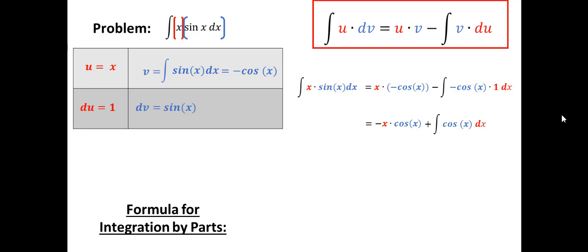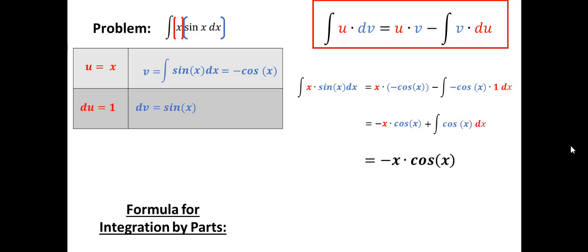It's taking a complicated integral like x times sine of x, one that we can't solve with basic rules, and manipulating it to the point where we get to an integral that we can solve. And now at this point, the integral of cosine of x we can solve. So we've accomplished our goal here. We've reduced a complicated integrand into an integrand that we can find the integral for.